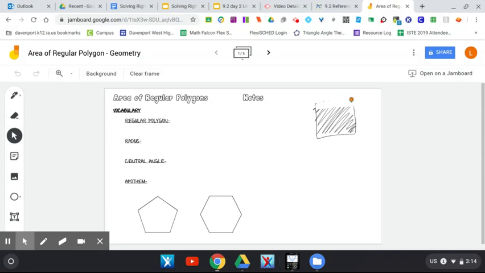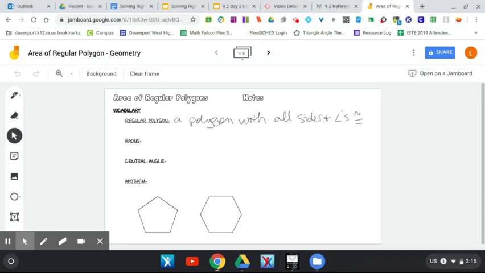So let's start by defining a polygon. A polygon is a shape, and any shape is essentially a polygon as long as all the sides are connected. So a triangle like this would not be a polygon because this side does not connect to this one. But a triangle here, where all three sides are connected, would be an example of a polygon. A regular polygon is defined as a polygon with all sides and angles congruent. That means all the sides and all the angles inside of that polygon will be congruent to each other.